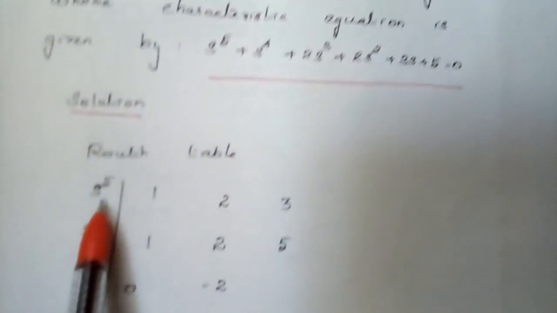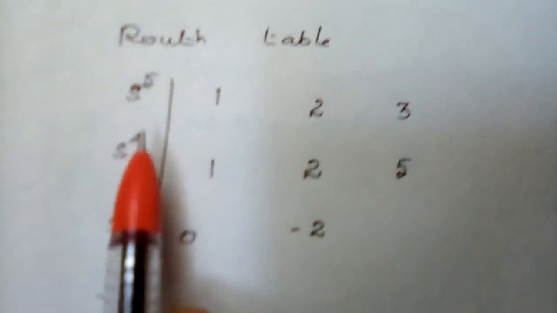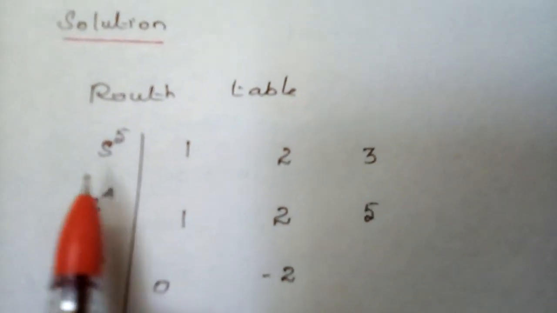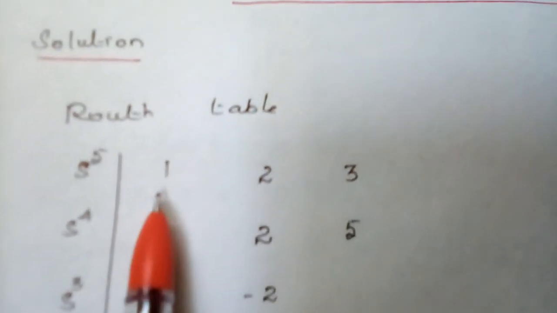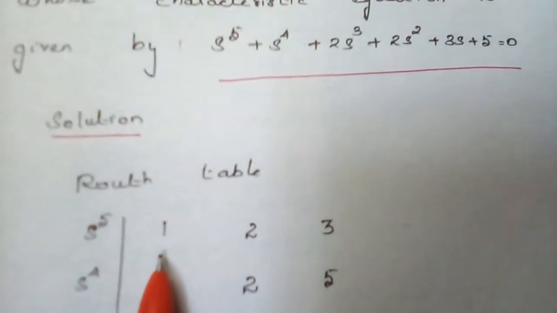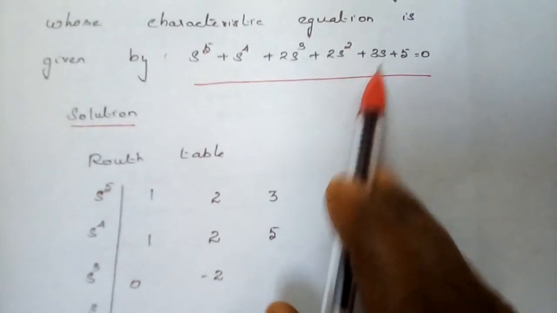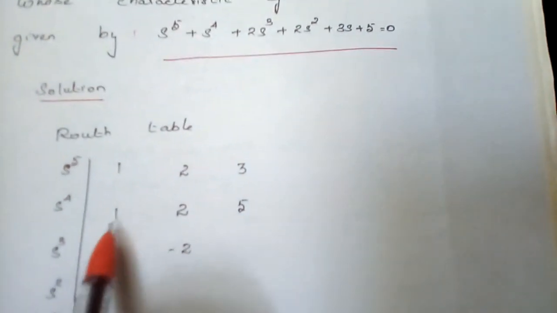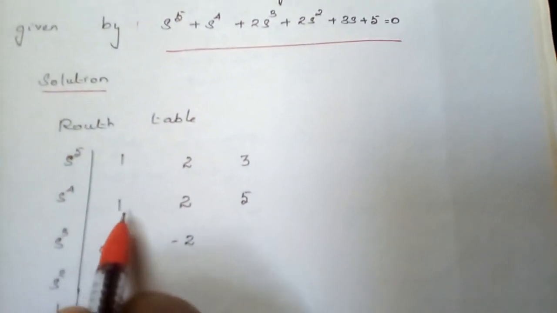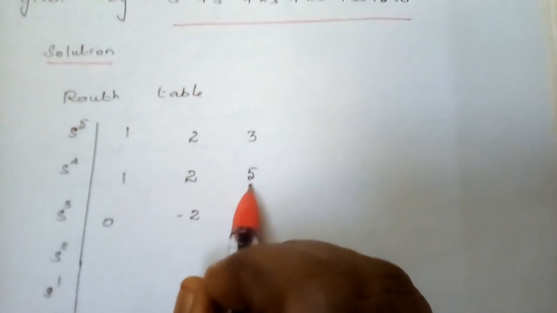Starting from s power 5 and ending at s power 0, I form the Routh array and fill the elements. In the s power 5 row, I fill the first ordered term as 1, the 2s cube term as 2, and the next ordered term as 3. And in the even order row, s power 4, I have the term as 1, the 2s square term as 2, and the last term, the constant term, 5.